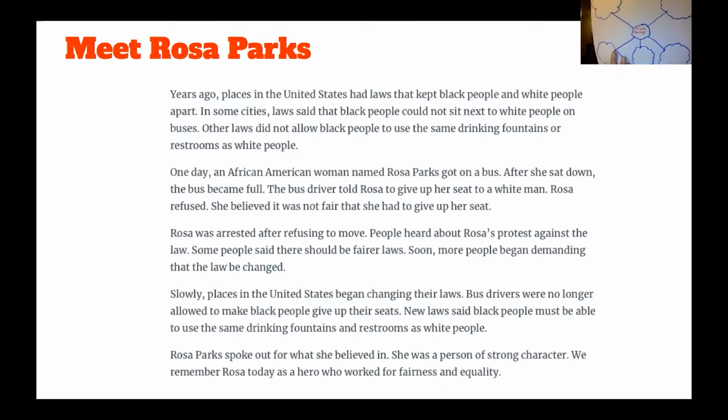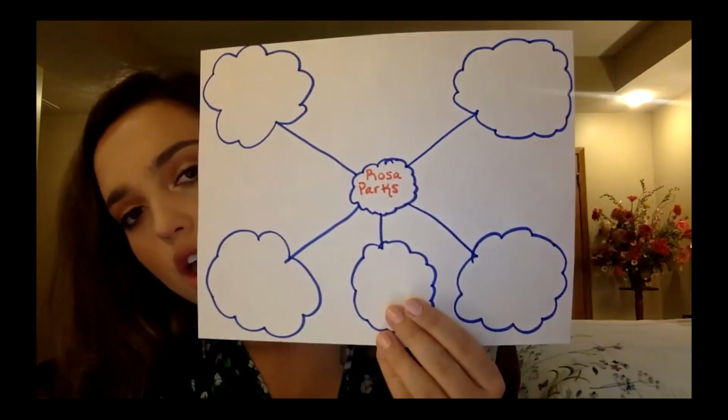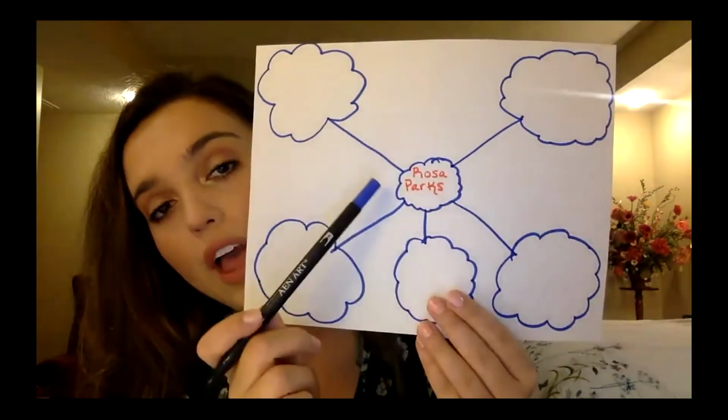So hopefully your mind map should look like this. I will stop sharing so you guys can see. Rosa Parks in the middle and 5 other areas. Okay, so I am going to start in the top left-hand corner because I like to go left to right, and I am going to pick a new color. I'm gonna try green. I like green.